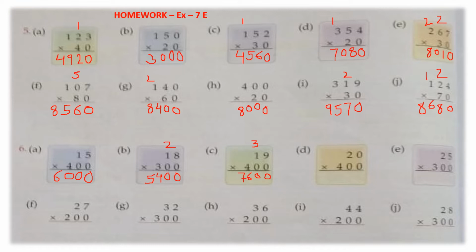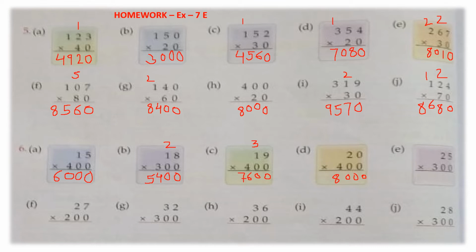The next question, 20 multiplied by 400. Now you can count down how many zeros are there. 3 zeros at the end. So write down these 3 zeros and multiply 2 with 4. 2 fours is 8. So your answer is 8000.